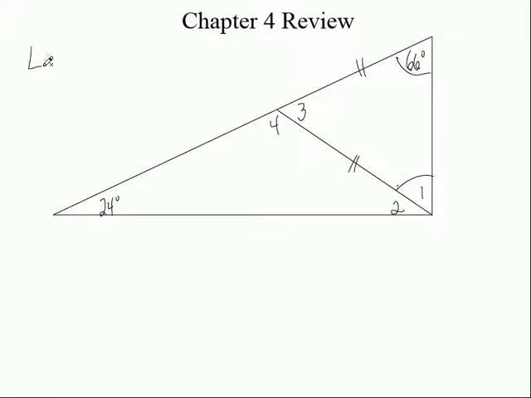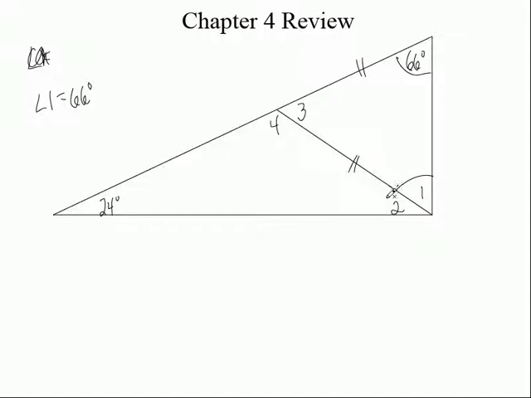So angle 1 is what? 66 degrees. Just by looking at it, right? You don't have to show any work. There's really no work to show. You see that it's isosceles, the base angles are equal, so that's 66.